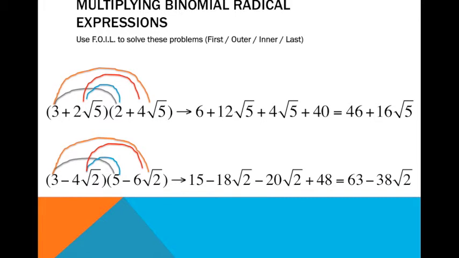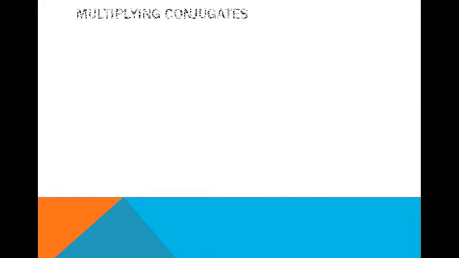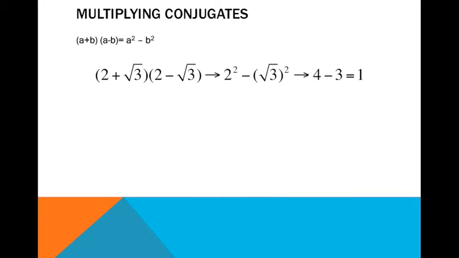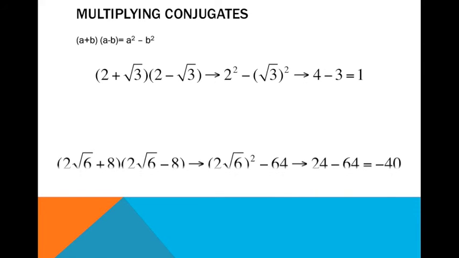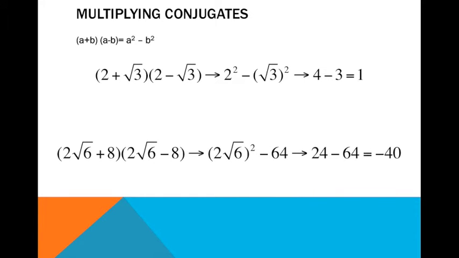Now onto multiplying conjugates, where we will be using the formula a plus b times a minus b equals a squared minus b squared. Once you've simplified the first problem using the formula, you should get 2 squared minus the square root of 3 squared. After further simplification, you should get 4 minus 3, which equals 1. Do the same with the next problem, and you should get 2 root 6 squared minus 64, which becomes 24 minus 64. And the answer is negative 40.